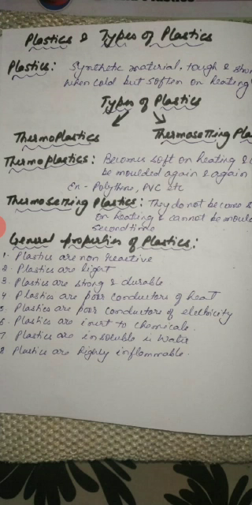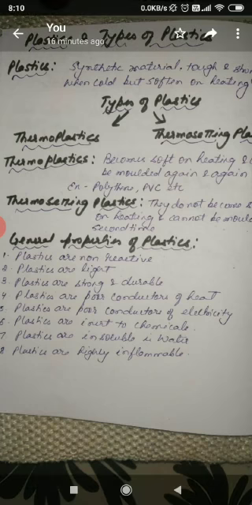Another is thermosetting. So what are thermosetting plastics? They do not become soft on heating and cannot be molded a second time. That means when we heat it, it will not become soft and we cannot give it another shape. Examples are bakelite and melamine. As the name suggests, thermosetting means set. Once the plastic has taken shape, it is not going to change shape.